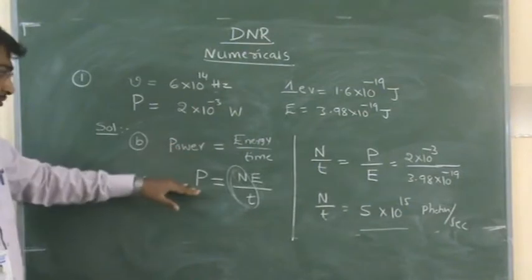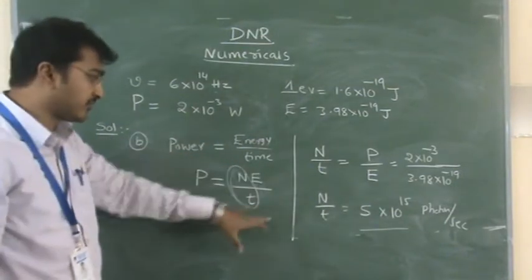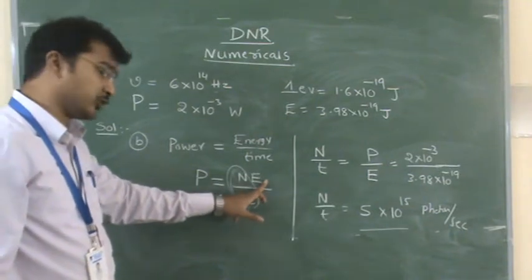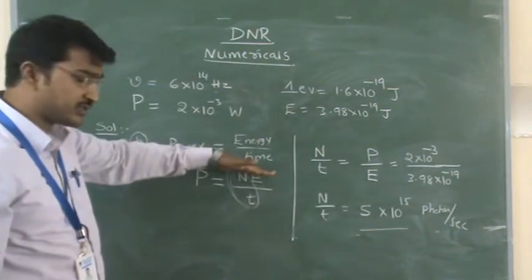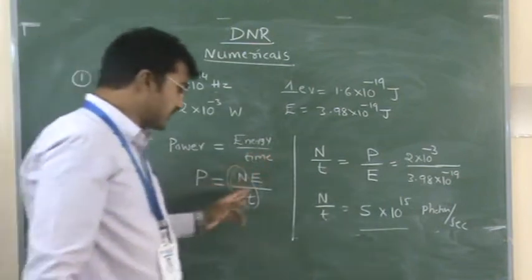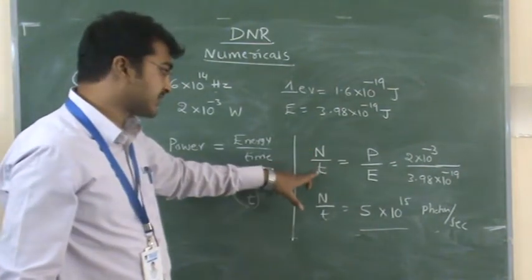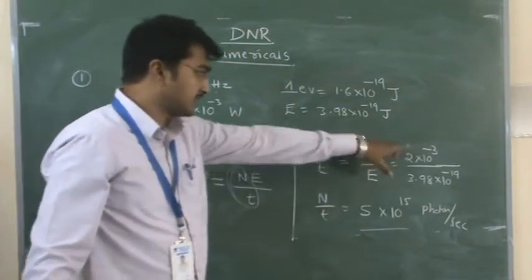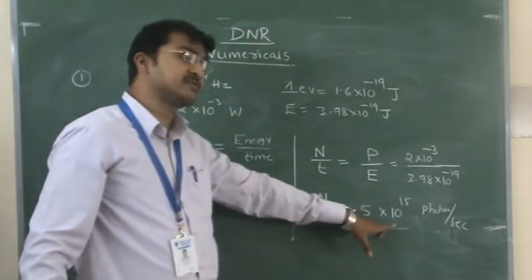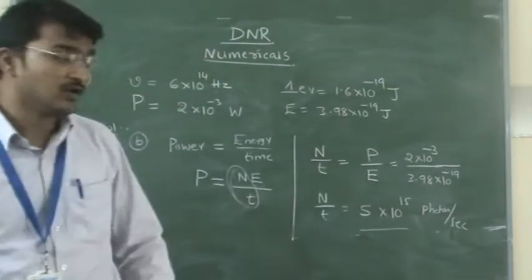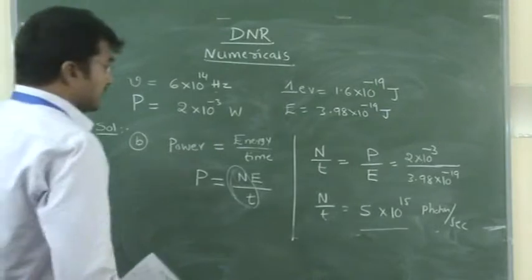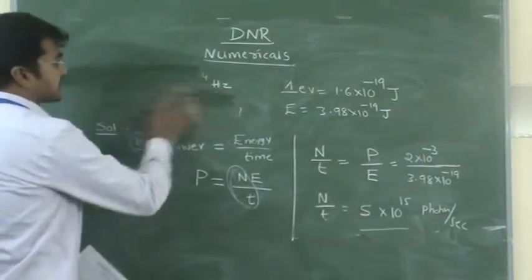Power formula. Keep a note of this power formula. Power is equal to number of photons into energy of each photon, that is total energy by time. So from this equation, the number of photons per second, N by T, is equal to power by energy. So you get N by T value as 5 into 10 to the power of 15 photons per second. Clear? So that's our first question.